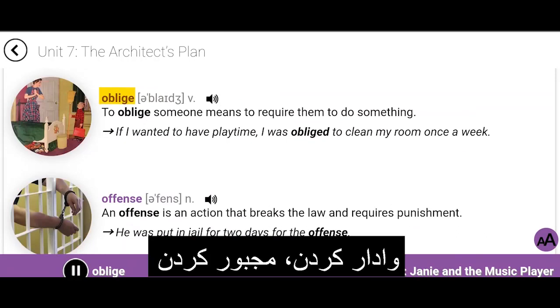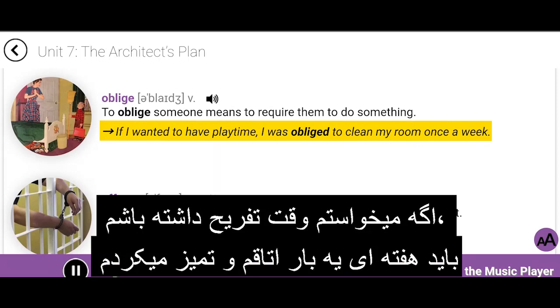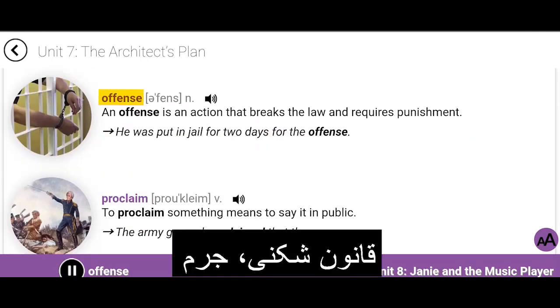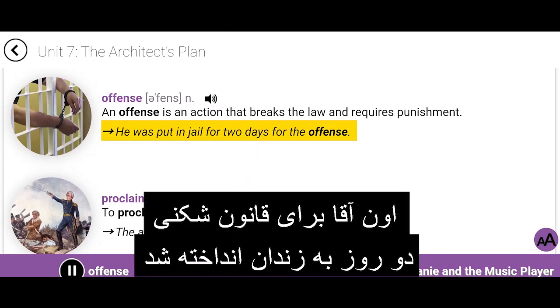Oblige. To oblige someone means to require them to do something. If I wanted to have playtime, I was obliged to clean my room once a week. Offense. An offense is an action that breaks the law and requires punishment. He was put in jail for 2 days for the offense.